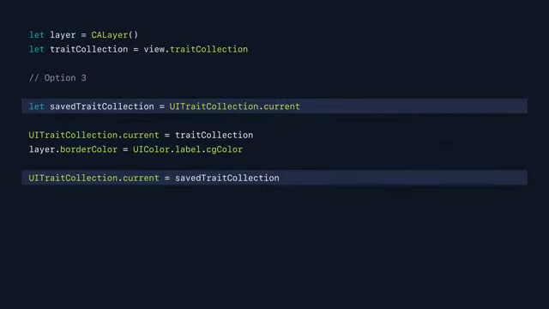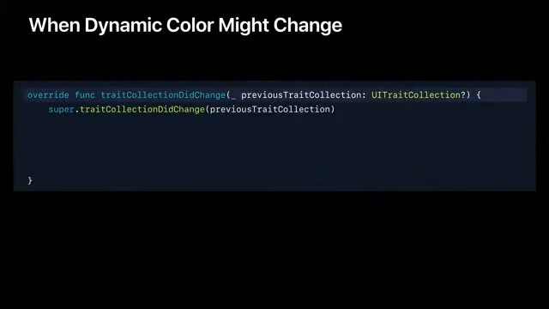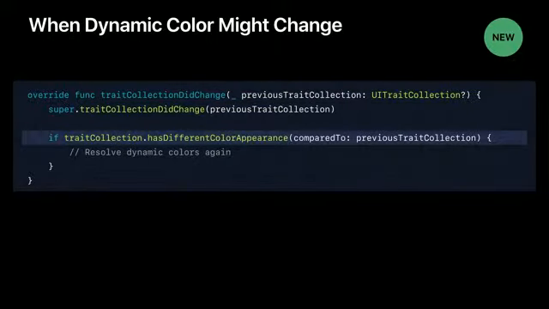So if you are doing this sort of thing, you will also want to know when the dynamic color needs to be resolved again. That usually happens when traits change. When traits change, traitCollectionDidChange is called. But not all trait changes will affect colors. If the user interface style changes from light to dark, that will obviously affect colors. But if something like a size class changes because your app was resized, that won't affect colors. So it's best to use this method, hasDifferentColorAppearance, to see if the relevant traits have changed. If it did, then you should resolve those dynamic colors again.